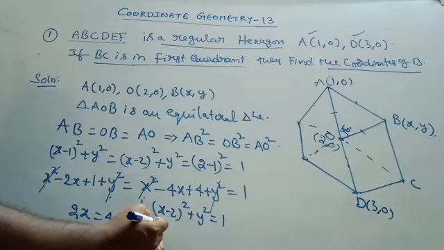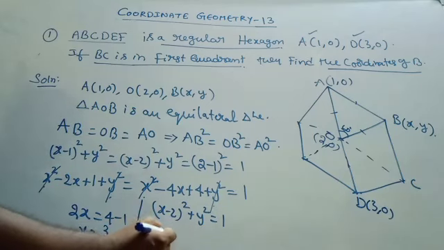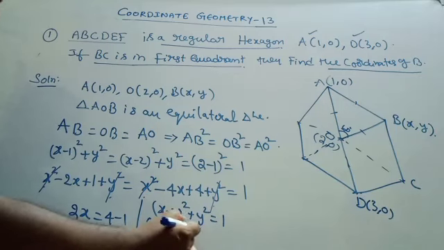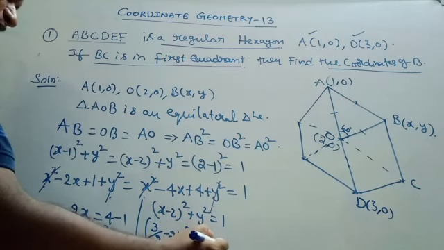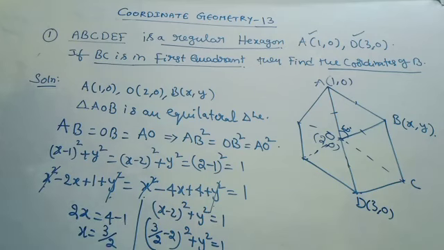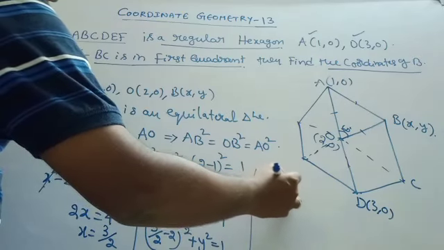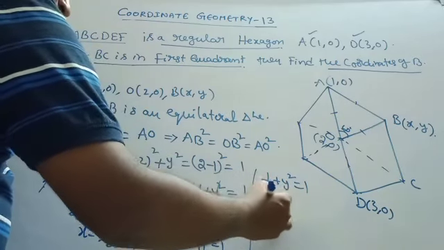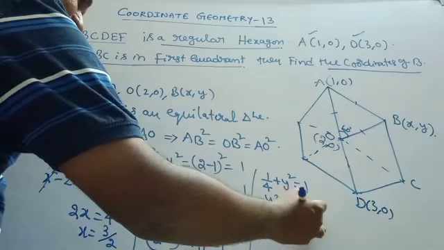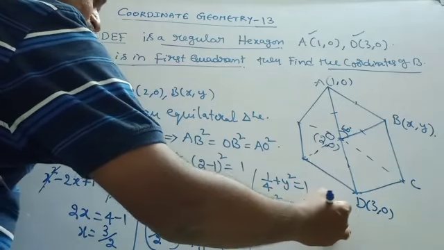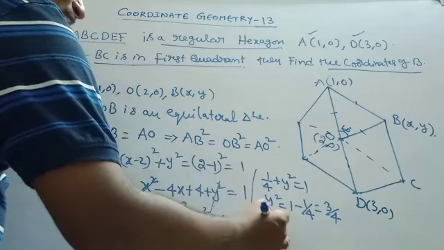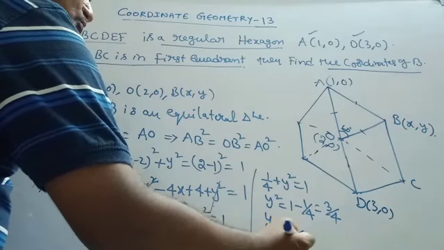X we got now as 3 by 2. 3 by 2 minus 2 whole square plus y square equal to 1, right? 3 by 2 minus 2 is minus 1 by 2 whole square. That is nothing but 1 by 4 plus y square equal to 1. Y square equal to 1 minus 1 by 4. That is now 3 by 4. Y equal to root 3 by 2, right?